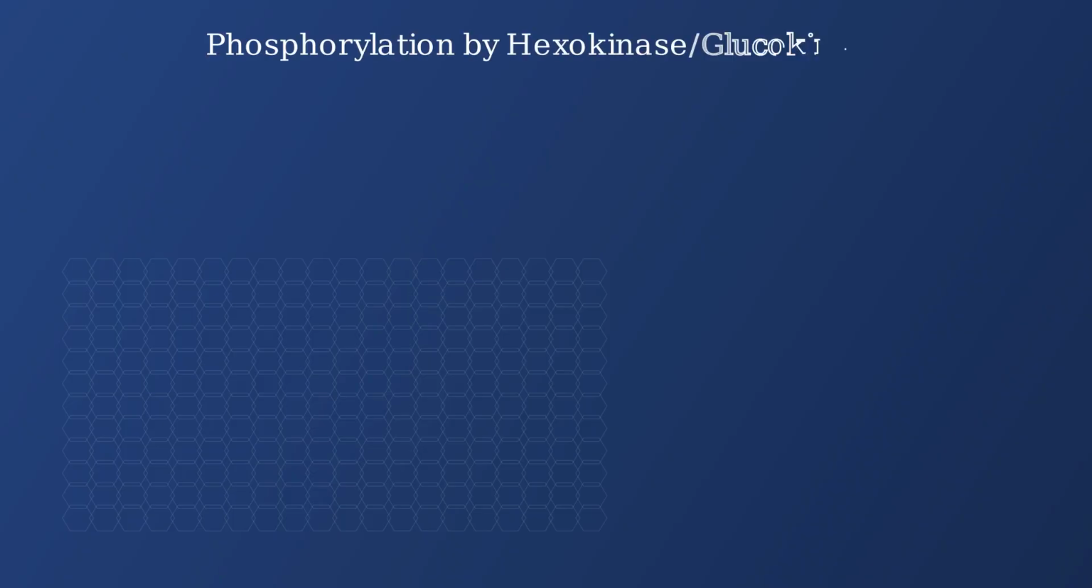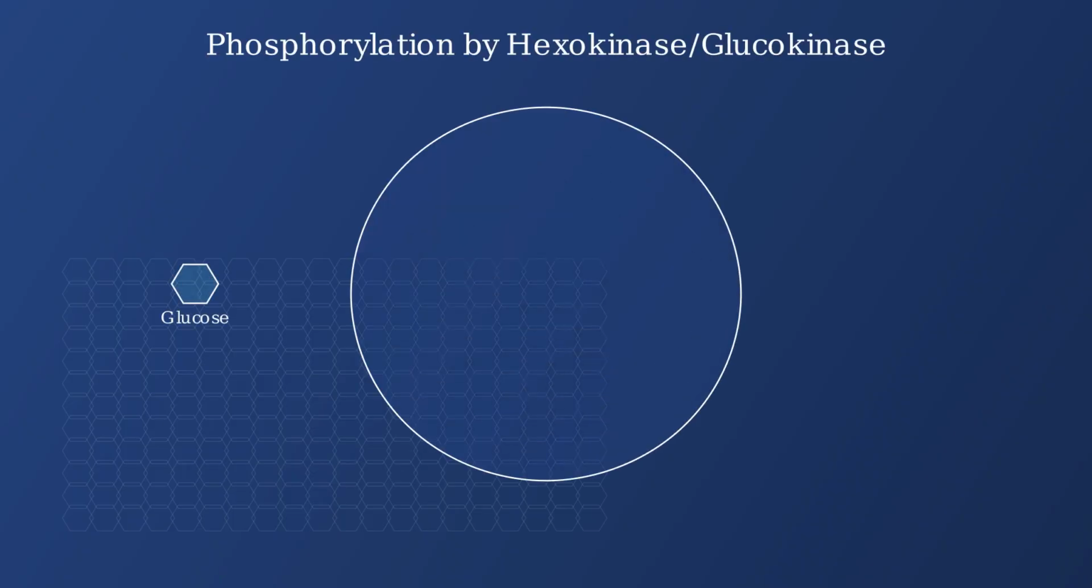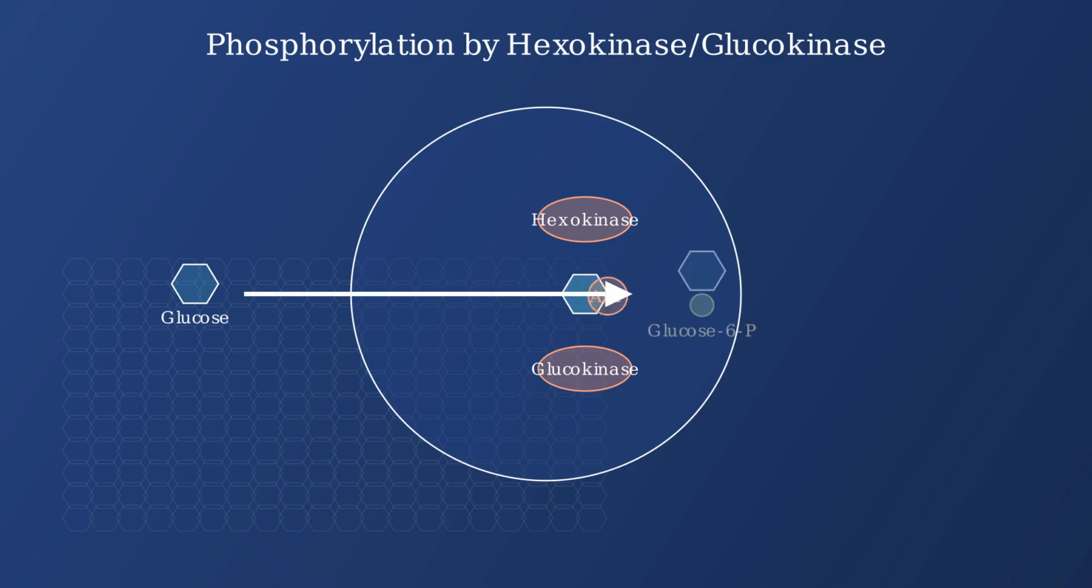Once glucose enters the cell, it must be phosphorylated to glucose 6-phosphate. This phosphorylation is a critical step that begins the glycogenesis pathway. The reaction is catalyzed by one of two enzymes, hexokinase in most tissues, or glucokinase specifically in the liver. Both enzymes perform the same function, transferring a phosphate group from ATP to the 6th carbon of glucose.